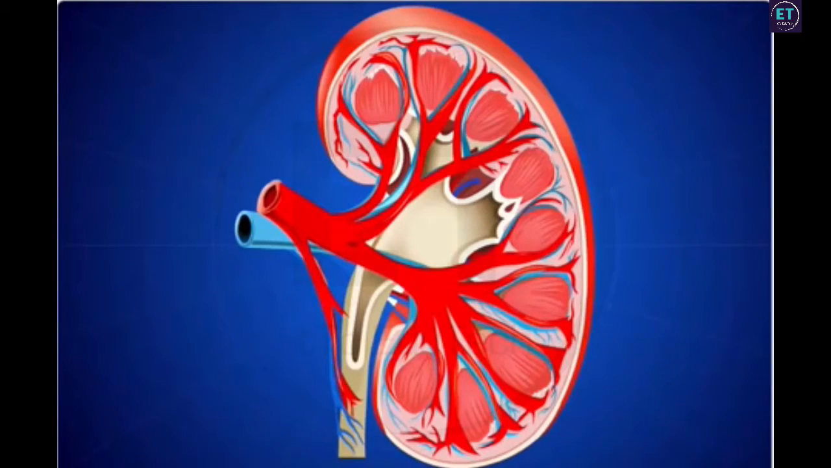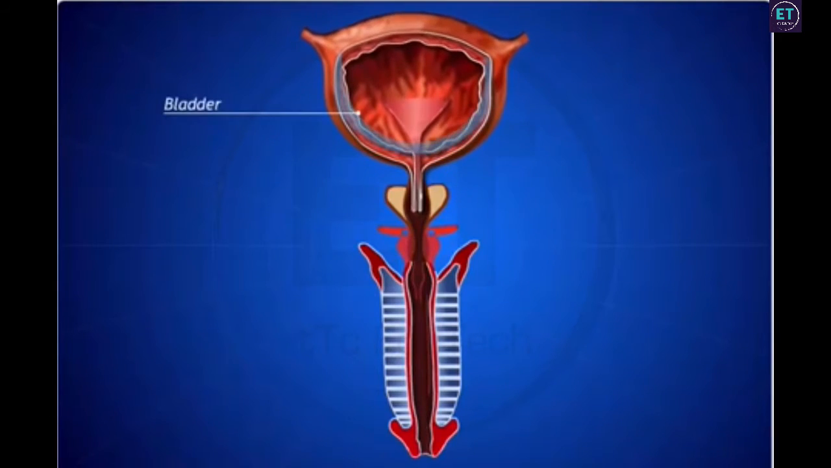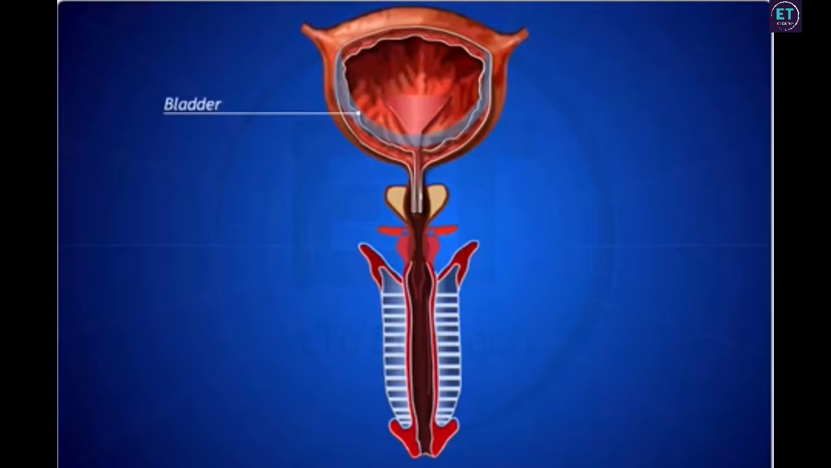Then the urine flows from the medulla into the pelvis of each kidney. Finally, through the ureter, urine is drained into the bladder. The bladder is muscular, so it can expand to store the urine until it is disposed of.